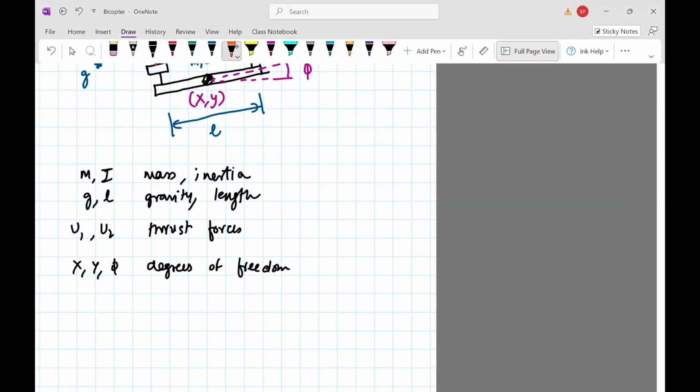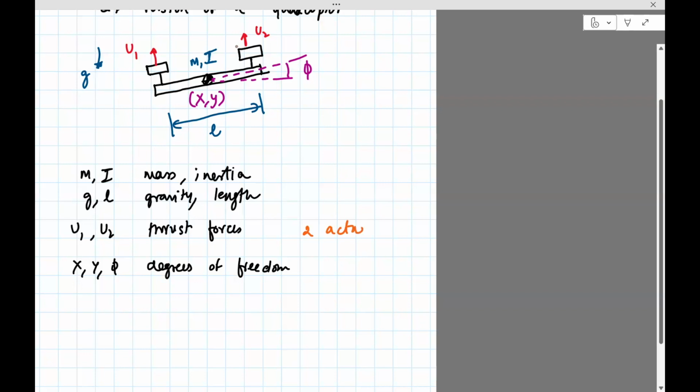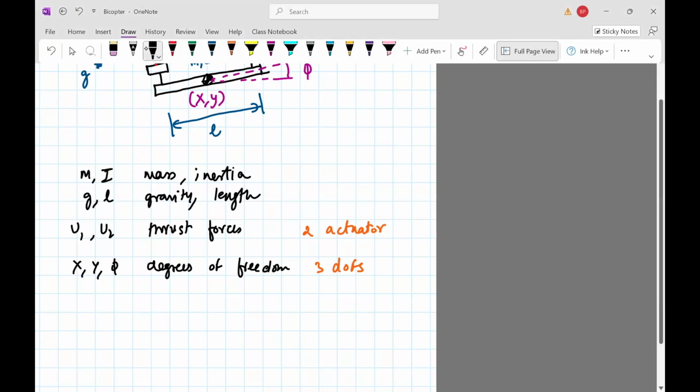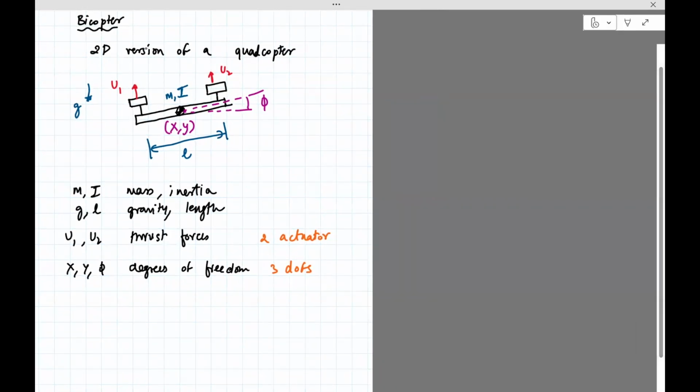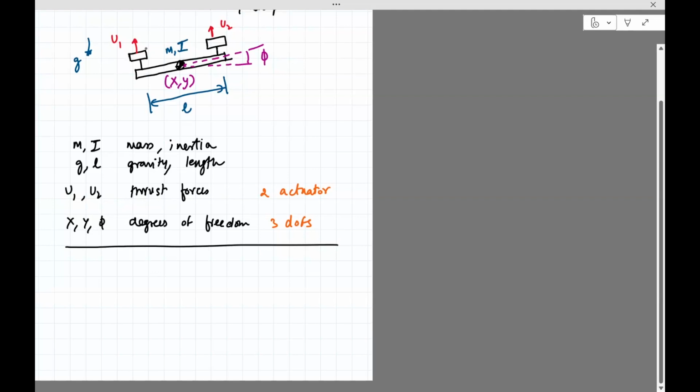Here's the key thing which makes this a hard problem. In general, quadcopters are not trivial to control because of this. We have 2 actuators and 3 DOFs. When you have fewer actuators compared to the number of degrees of freedom, it's an under-actuated system, just like the Pendubot or Acrobot, harder to control. So just like before, what we'll do here is write the equations of motion, which is a precursor to doing anything.